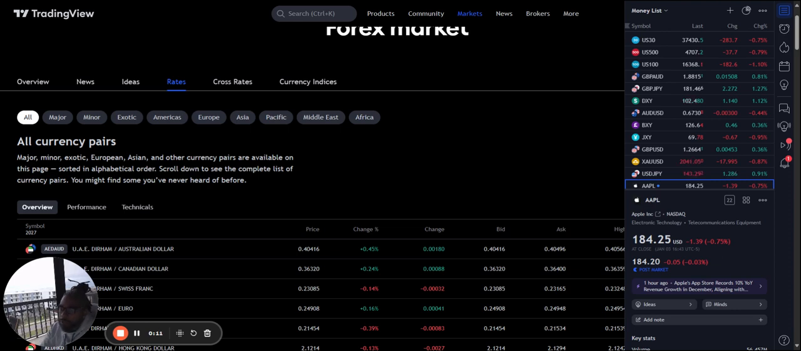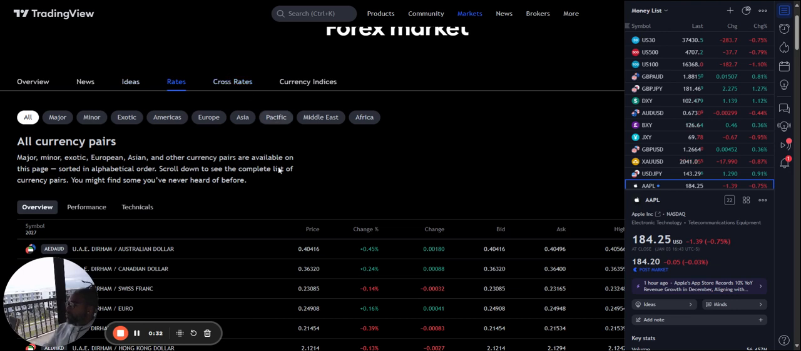Today we're going to explore the heart of Forex trading, which is currency pairs. In Forex, we trade currency pairs, but a lot of times people don't really know what that means exactly. Every currency pair consists of two currencies: the base currency and the quote currency.